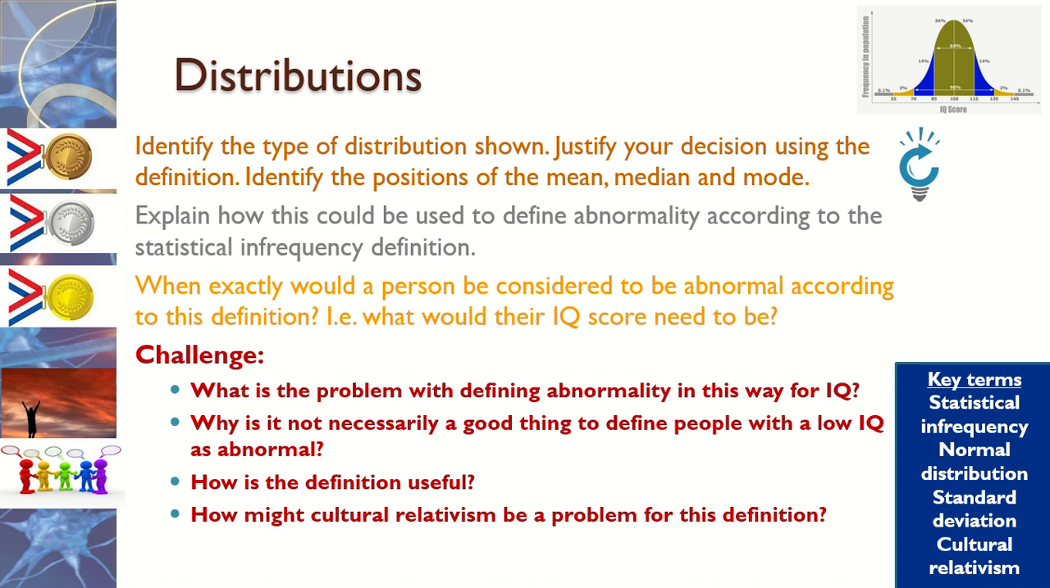This definition suggests that anyone who does not fit in that usual norm, so in that main bulk of the normal distribution, is considered abnormal. For example, someone who has a very low IQ would be considered abnormal because there'll be very few of those in the population.